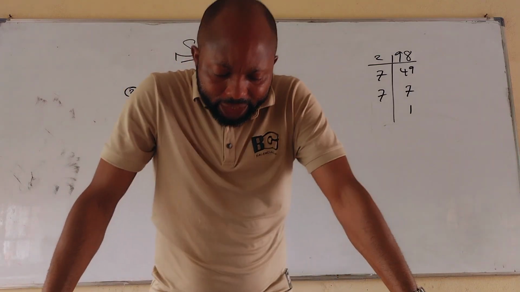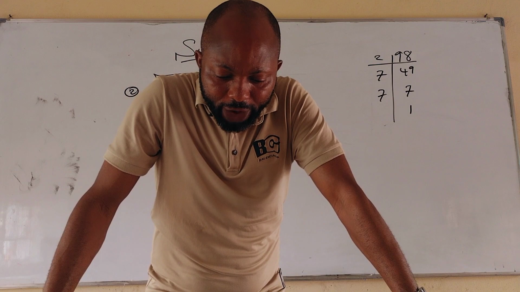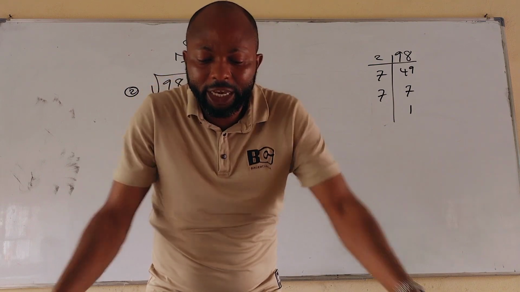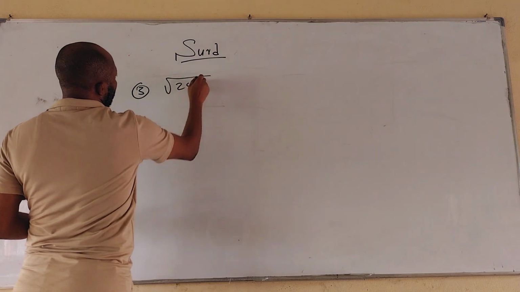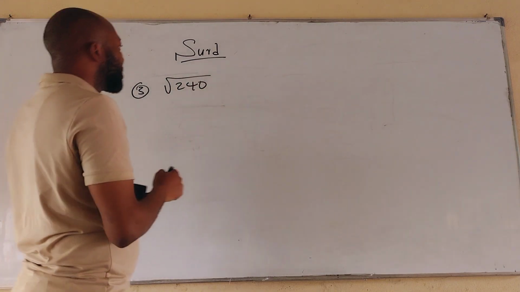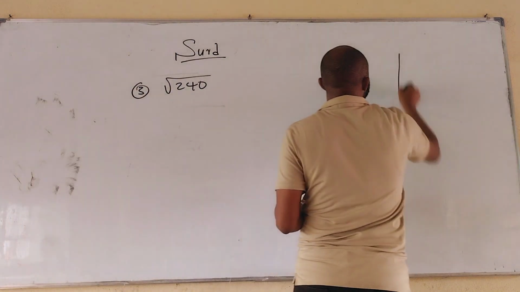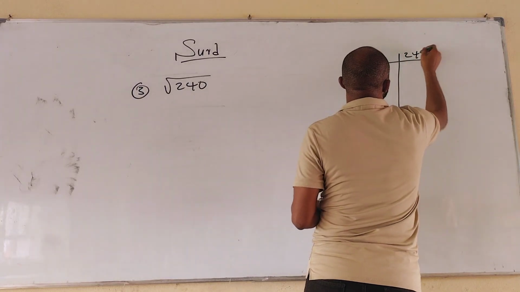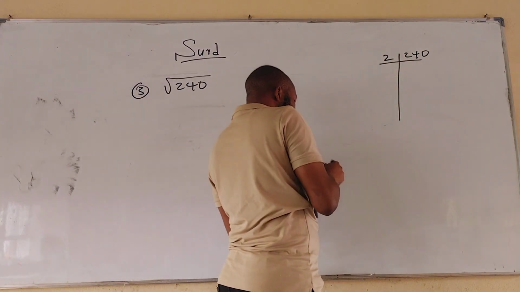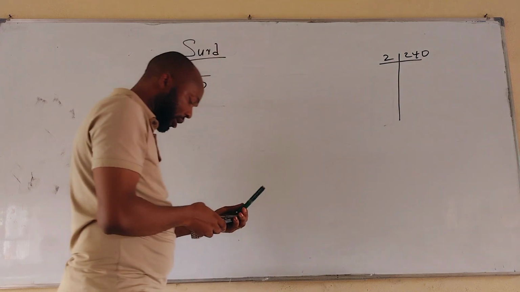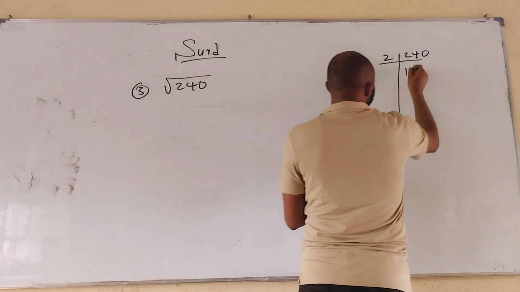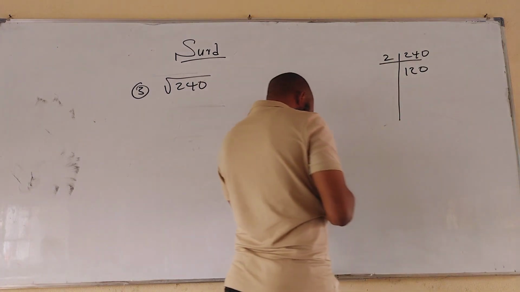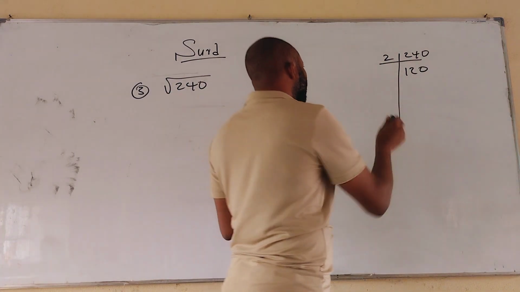Okay, let's take another one to simplify. Let's take root 240. So root 240, I can still do the same thing. I come back here, put my 240. I use 2 first, so I want to break it down. 240 divided by 2 gives me 120. We'll continue small. Divide by 2 will give you 60.